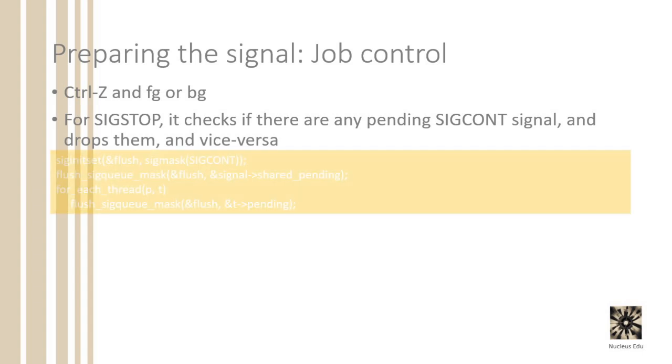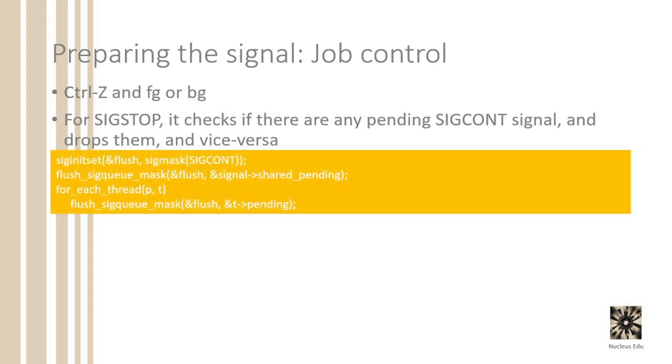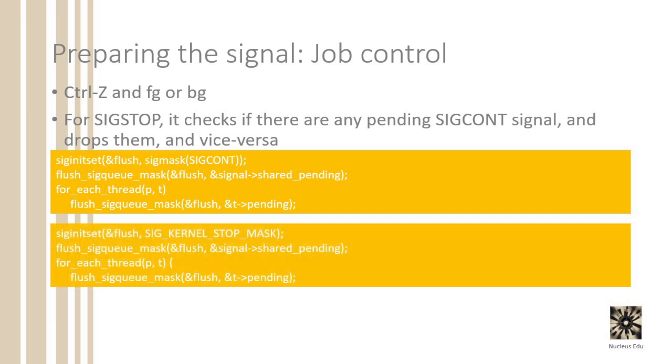Another thing to note here is, when a SIGSTOP is to be delivered to a process, if there are pending SIGCONT signals for that process, those are removed. Alternately, if a SIGCONT is to be delivered to a process, any pending SIGSTOP signal is also dropped.